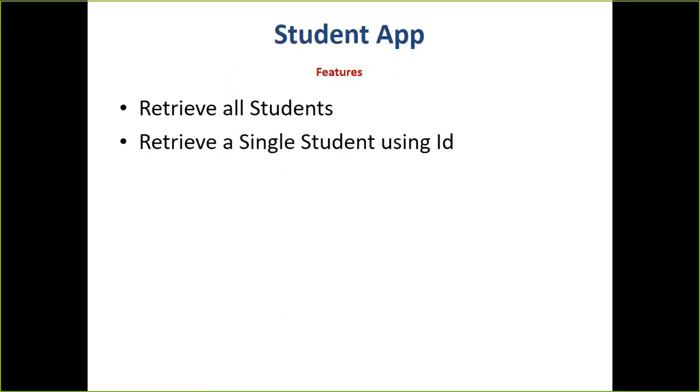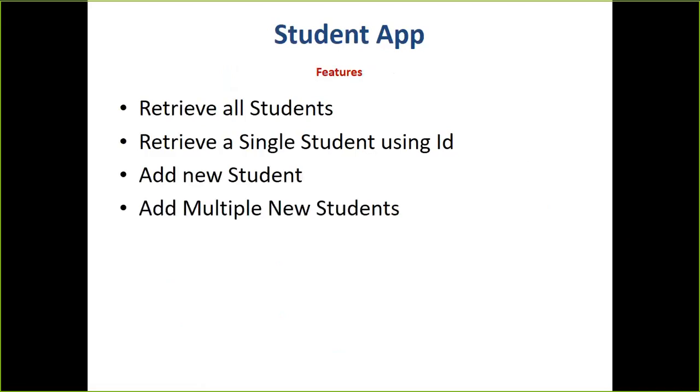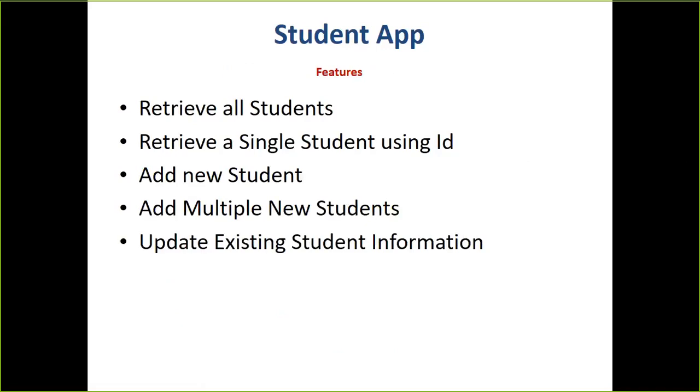Retrieving a single student using ID is also a get request if we know a particular student's ID. We can add a new student or multiple new students; both are post requests. Updating existing student information is a put or patch method. Removing an existing student goes for the delete HTTP method. So the basic CRUD operations can be fired on this student application.